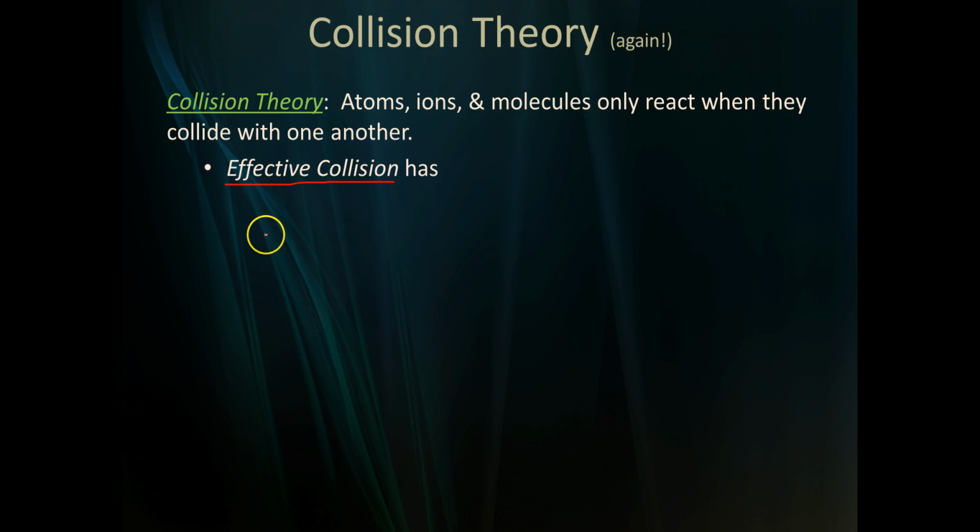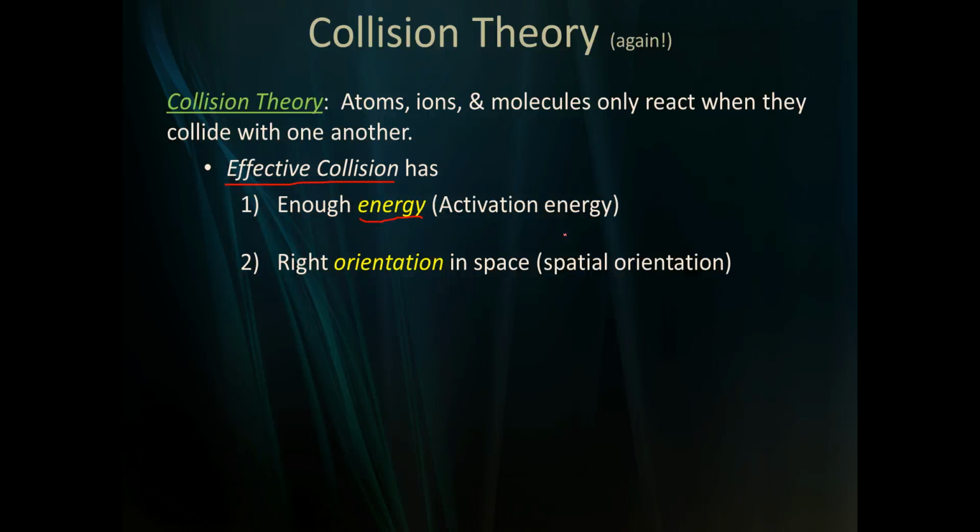That ties into what an effective collision has. It has to have enough energy, like the cars going 80 miles an hour versus 25. That's what we call activation energy. They have to have enough energy to activate the reaction and break the bonds. And two, they have to be oriented in the correct way. If you have the wrong atoms doing the collision in the molecule, nothing is going to happen.